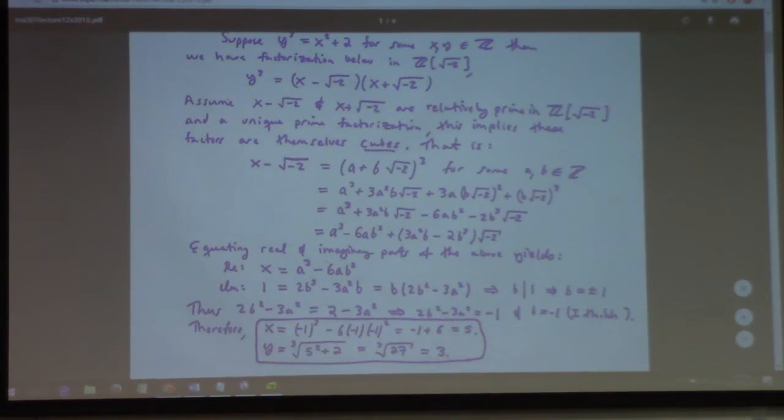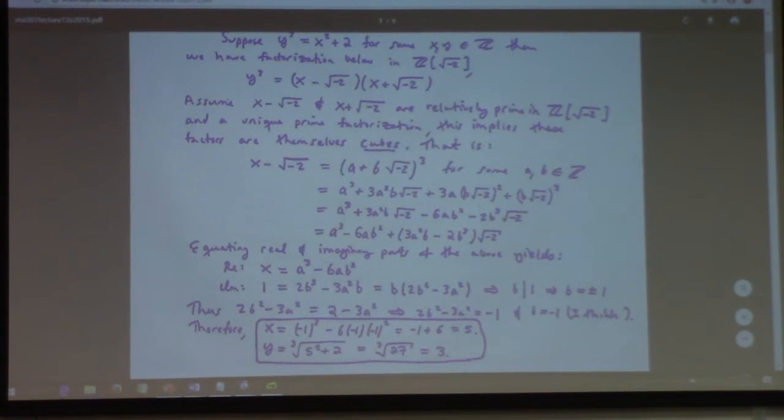Now Gauss proved that the Gaussian integers, Gauss puts the Gauss in Gaussian integers, he proved that the Gaussian integers were a unique factorization domain in about 1830. So that's when he's like 50-ish, you know?